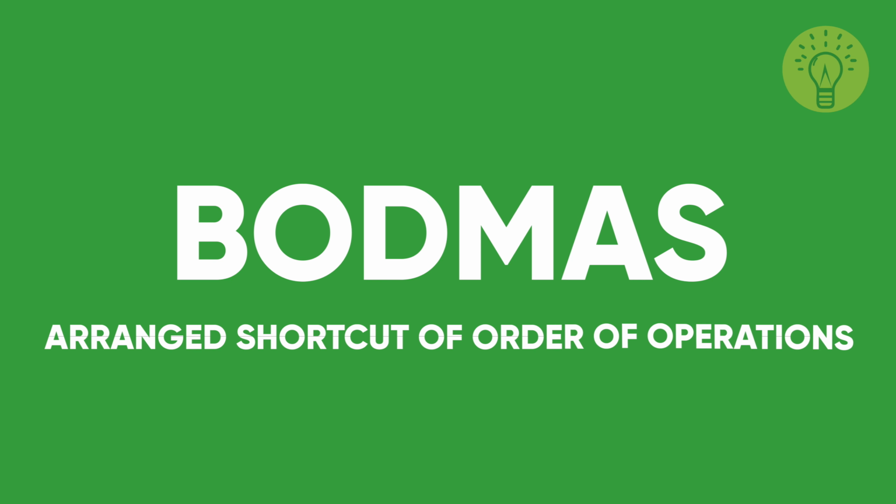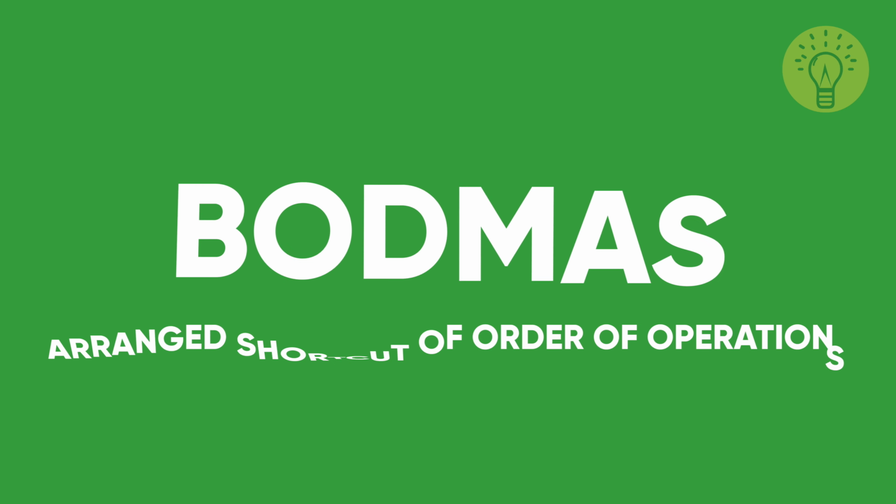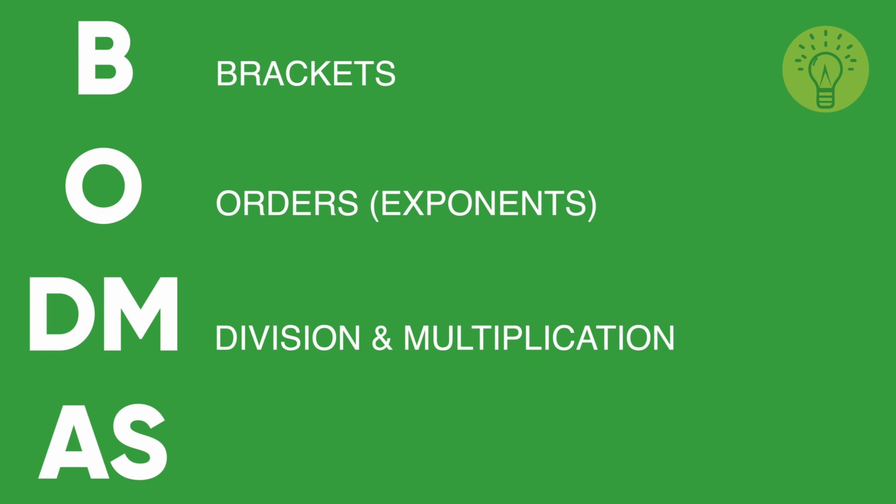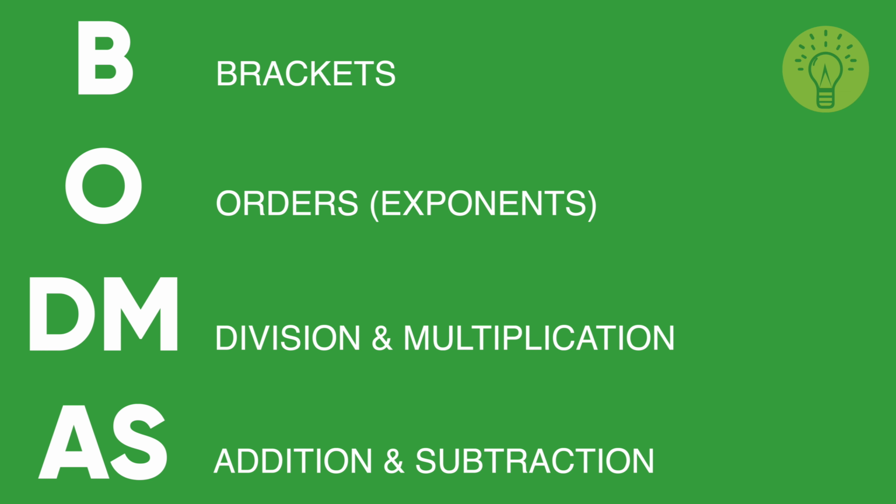What is BODMAS? It is just the arranged order of operations. B stands for brackets, that means brackets come first. O stands for orders, so powers and square roots come second. DM stands for division and multiplication, so division and multiplication come third. And AS stands for addition and subtraction, so addition and subtraction come last.